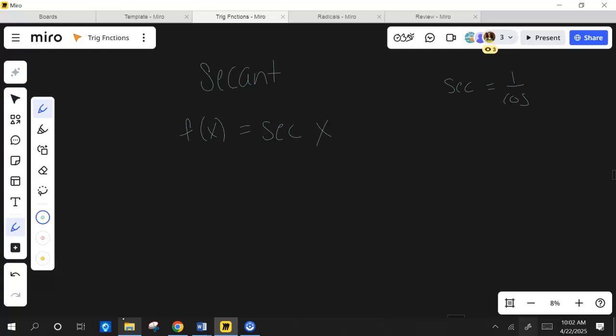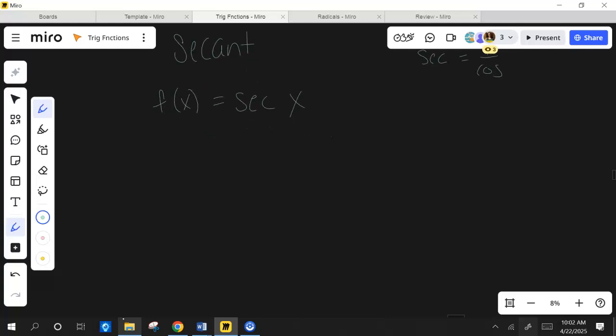So everywhere cosine is 0, I'm going to have an asymptote. So look at your unit circle and tell me where is cosine 0? Pi over 2 and 3 pi over 2. So pi over 2 and 3 pi over 2. And then that's my pattern, right? Skip one asymptote. Skip one asymptote.